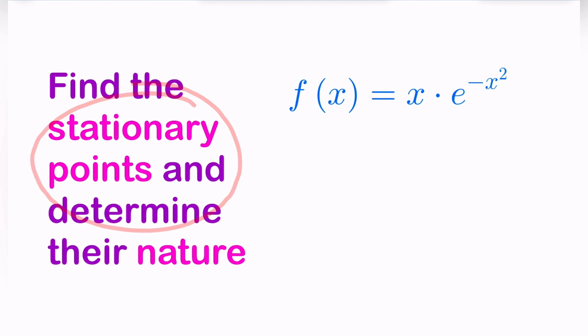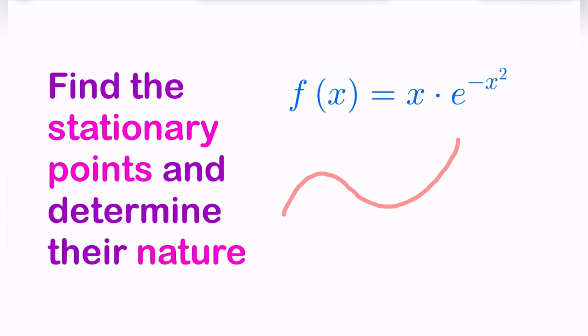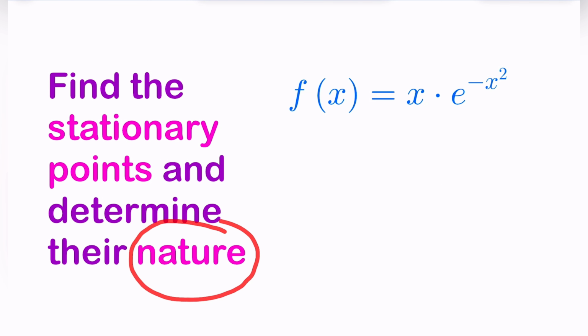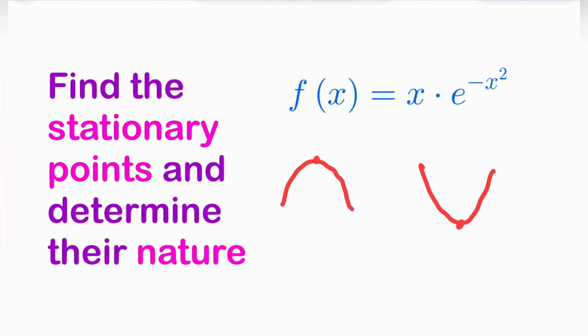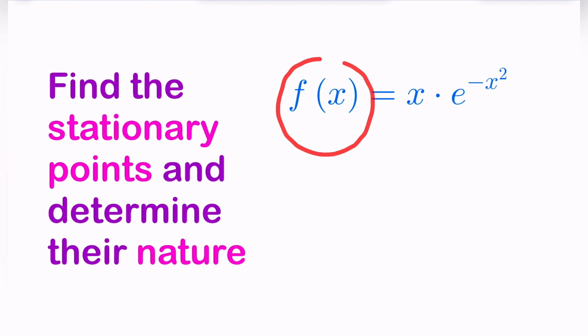Finding the stationary points on a curve means finding those points where dy by dx is equal to 0. And determining their nature means telling whether they're a local maximum or a local minimum. So we're going to have to differentiate. So we want to find what value of x will make dy by dx equal to 0. So let's find dy by dx, or what I'm going to call f dash.